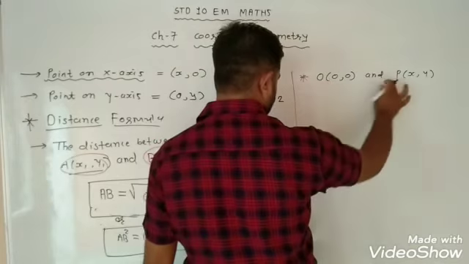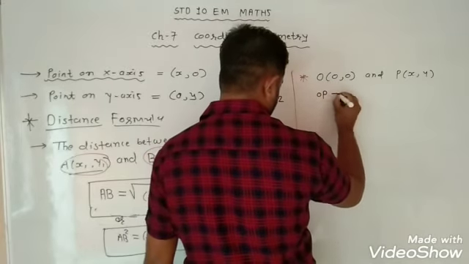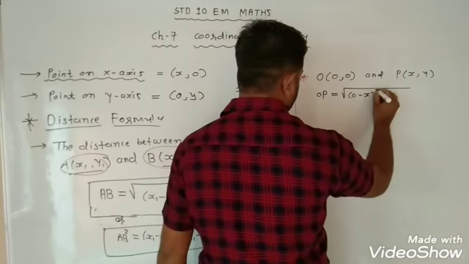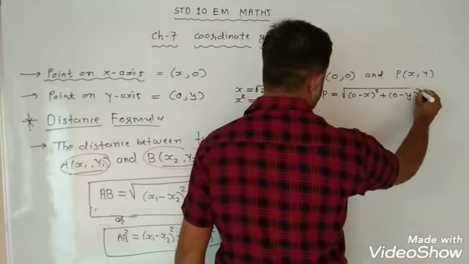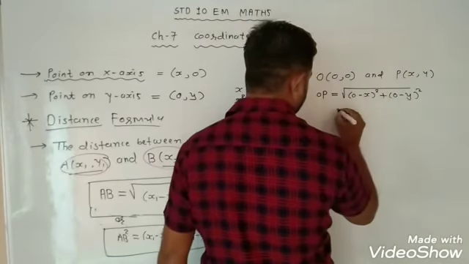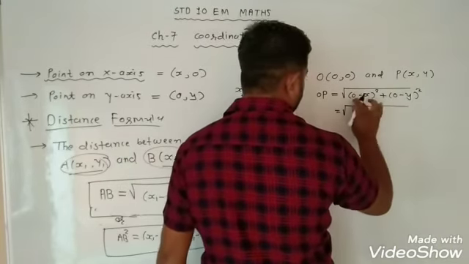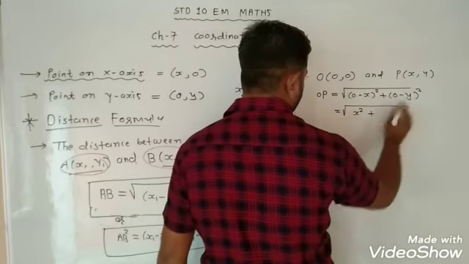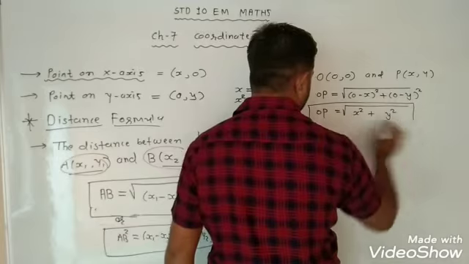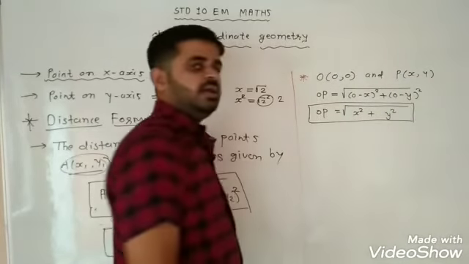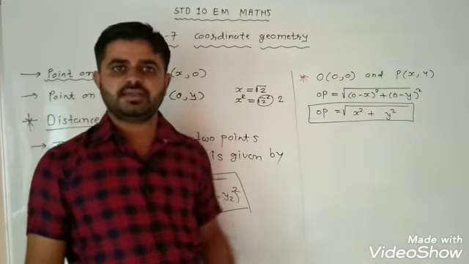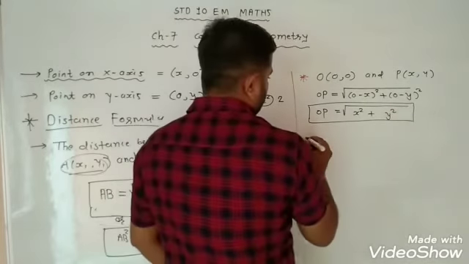We can write the distance between these 2 points OP as under root 0 minus x square plus 0 minus y square. 0 minus x whole bracket square plus 0 minus y square. If we simplify it, then minus x square becomes plus x square and minus y square becomes plus y square. Okay, so it is the distance between the origin and a point lying at any place of the Cartesian plane.